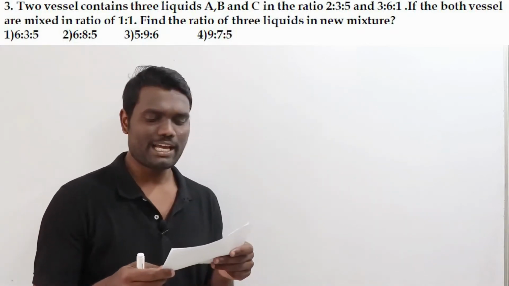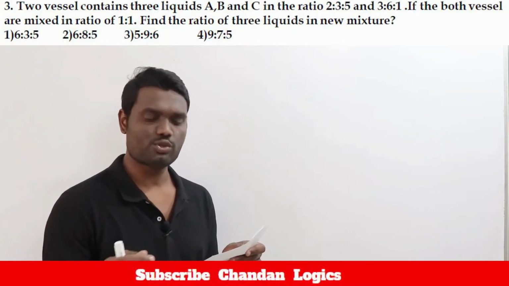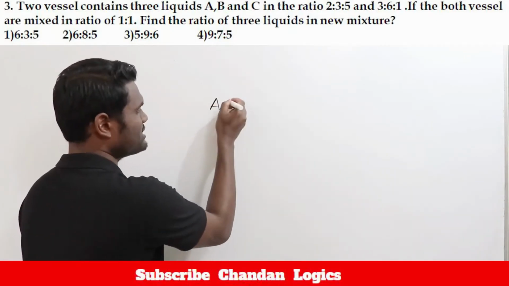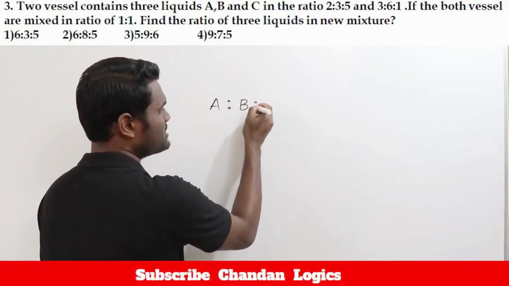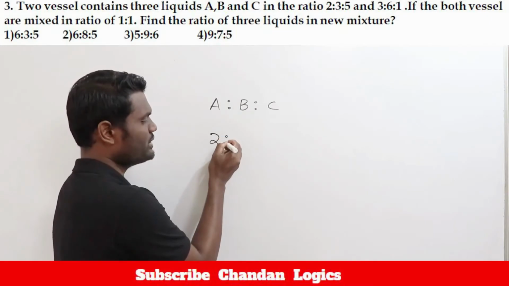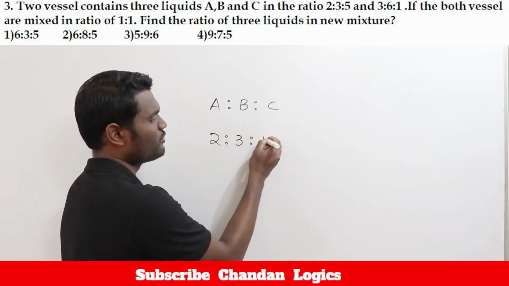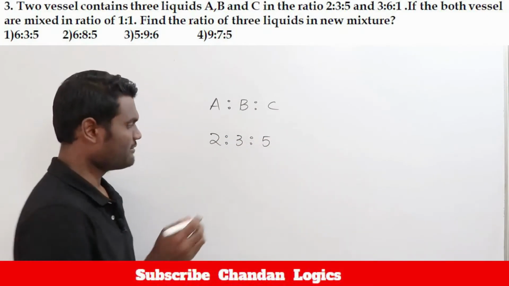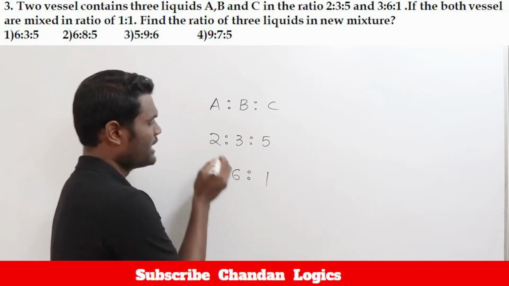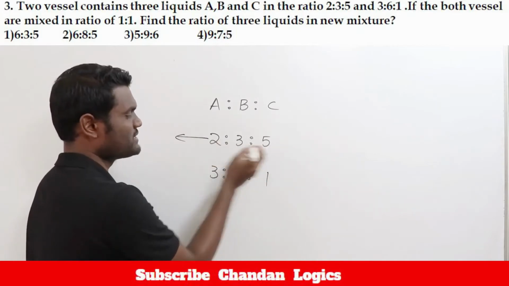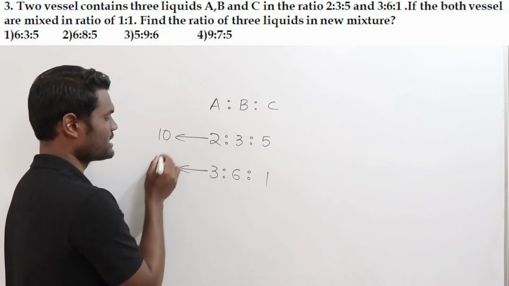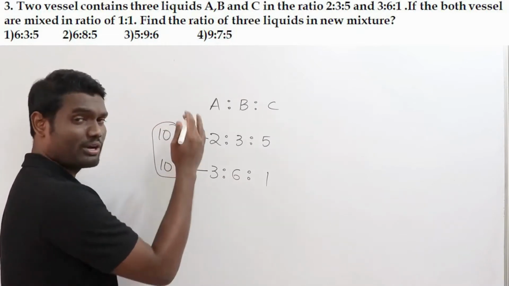2 vessels contain 3 liquids A, B and C in the ratio 2:3:5 and 3:6:1. So now it is 2 vessels where you are having 3 mixtures A, B, C. Now first mixture A, B, C will have the ratio 2:3:5, and the next mixture you have ratio 3:6:1. Now if you look here, total parts 2 plus 3 plus 5, this will be 10 parts. If you look here, 3 plus 6 plus 1, this will be 10 parts. As both are same, you can directly add them.